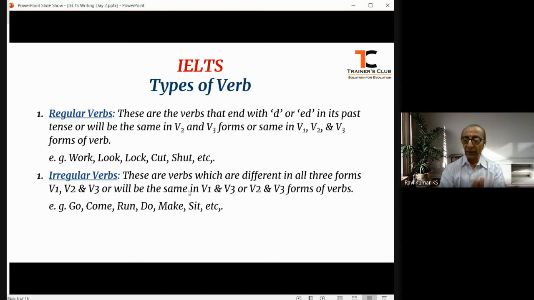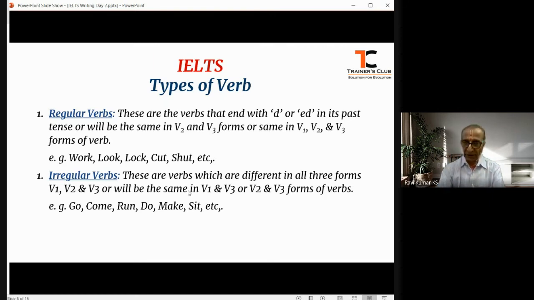And if you see in the extended form of it, when we compare V1, V2 and V3, then V2 and V3 will be the same. They will not change. V2 and V3 will be same. Or V1, V2, V3, all the three will be the same thing. They will never change. So then it is a regular verb.